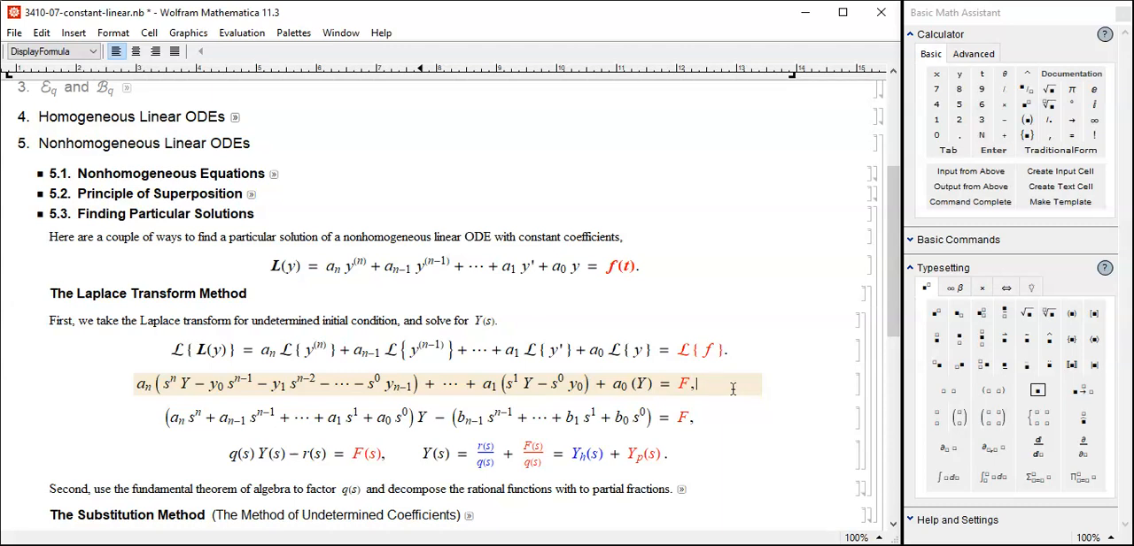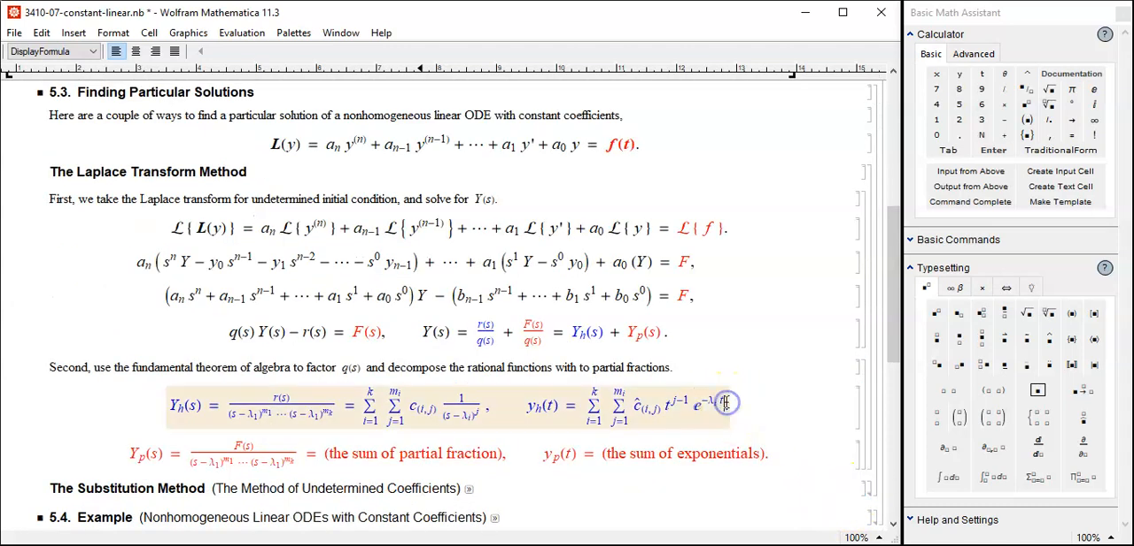Break up all those linear combinations, apply the input derivative rules, take like terms together, and this always has to be the characteristic polynomial Q of s, and then this always has to be a polynomial of degree at most n minus 1. I'll use R, and so for capital Y, we have this R over Q, highlighted in blue, which is for homogeneous, and then capital F over Q, highlighted in red, that's for the particular solution.